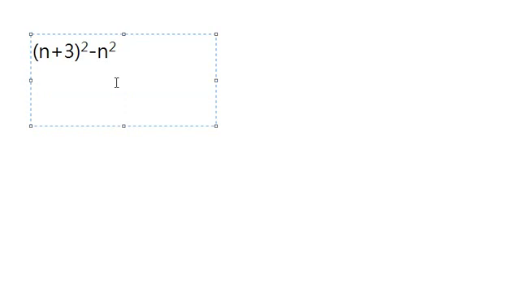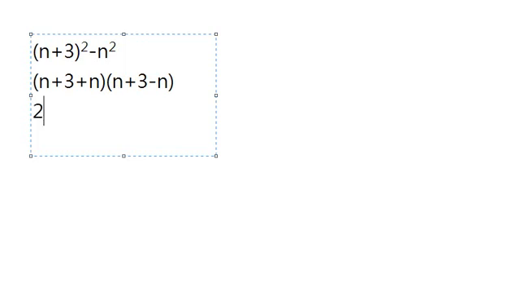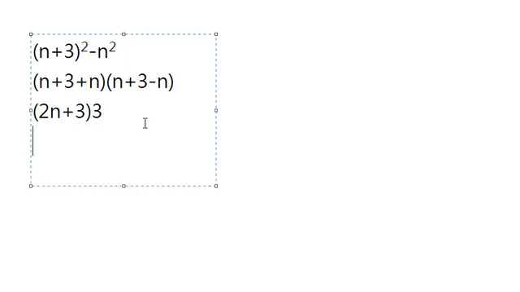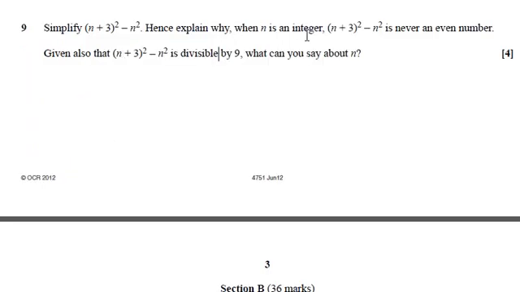First of all, difference of two squares, so you get that it is n plus 3 plus n, and n plus 3 minus n. And so you get that 2n plus 3 multiplied by n minus n is 0, plus 3 is 3. So 3 times that, and you get that 3 times 2 is 6, and plus 3 times 3 is 9. So 6n plus 9 is the answer. Now explain why when n is an integer, this value is never even.